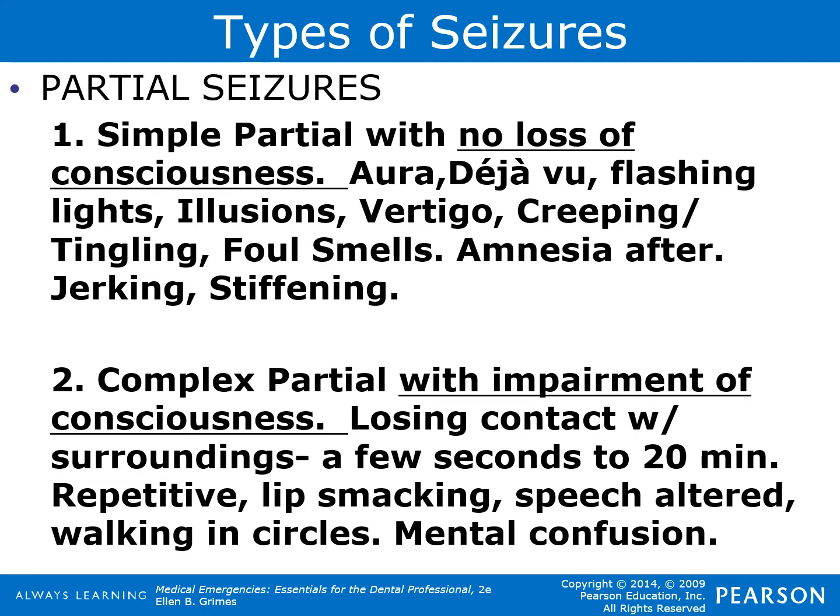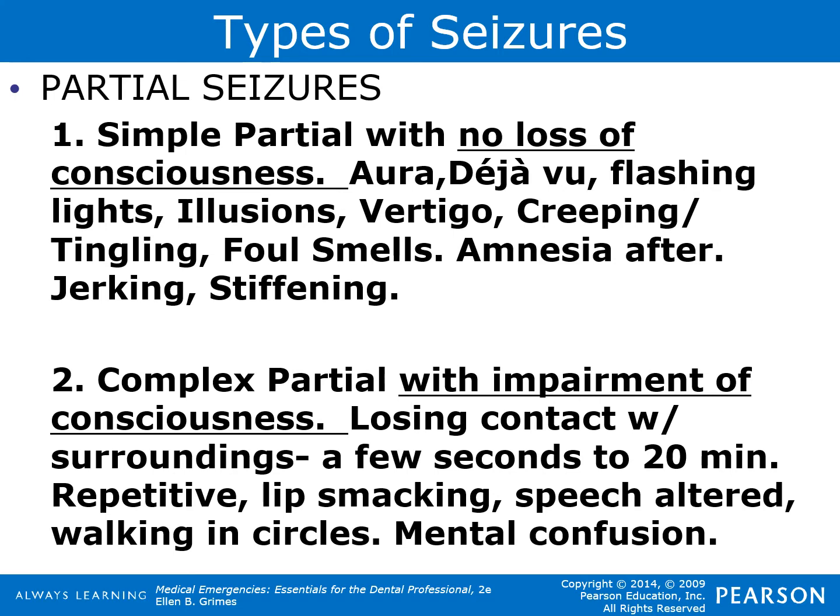So types of seizures, here we go. You have your partial. Partial seizures are divided into two different types. One's simple and one's complex. The simple partial seizure has no loss of consciousness. So you have a little seizure, but you are with the program.